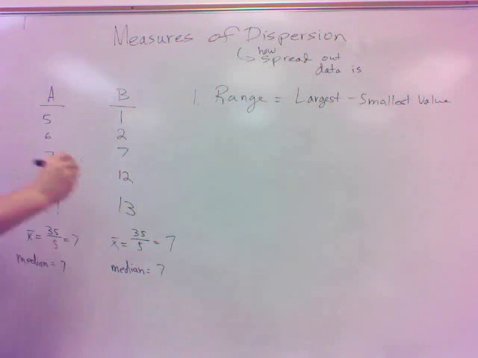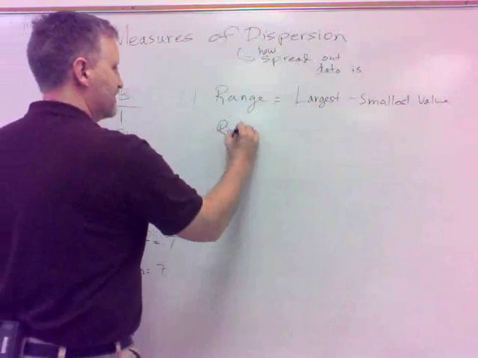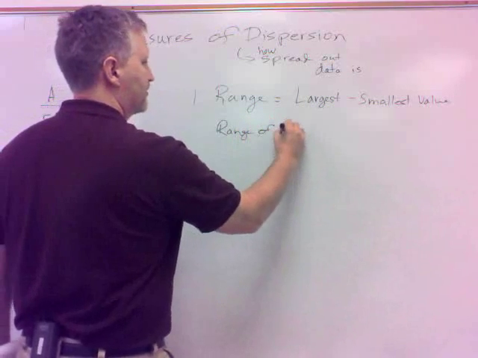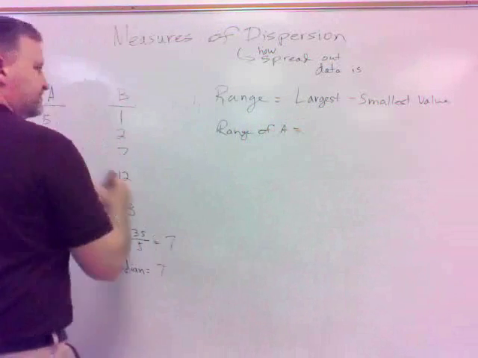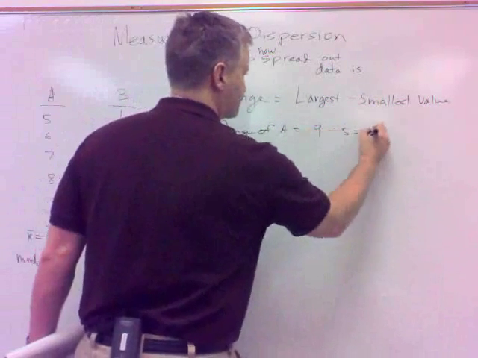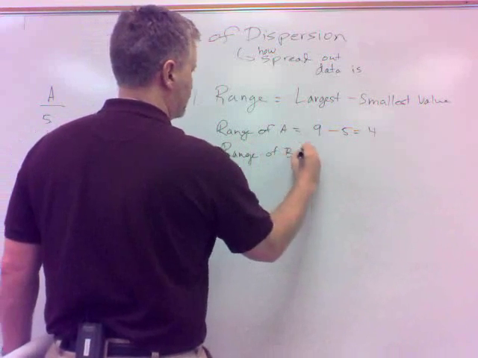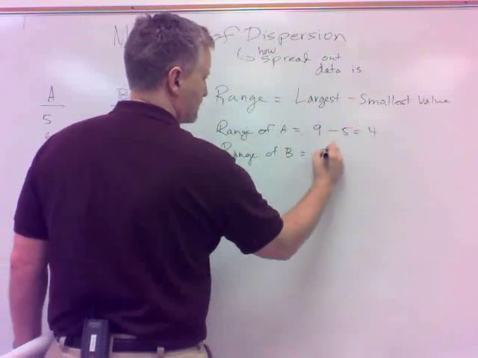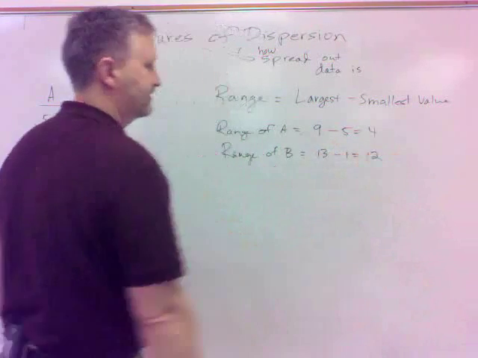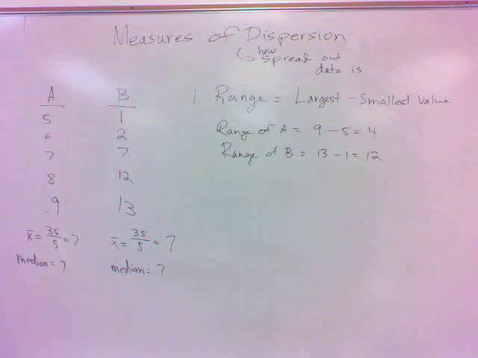So what would the range of A be? Well, you take 9 minus 5, right? It's 4. The range of B, well, that's 13 minus 1. That's 12, isn't it? So A's range is 4, B's range is 12. Yeah, B obviously has more gap in between it. Okay, so that is one measure of dispersion.